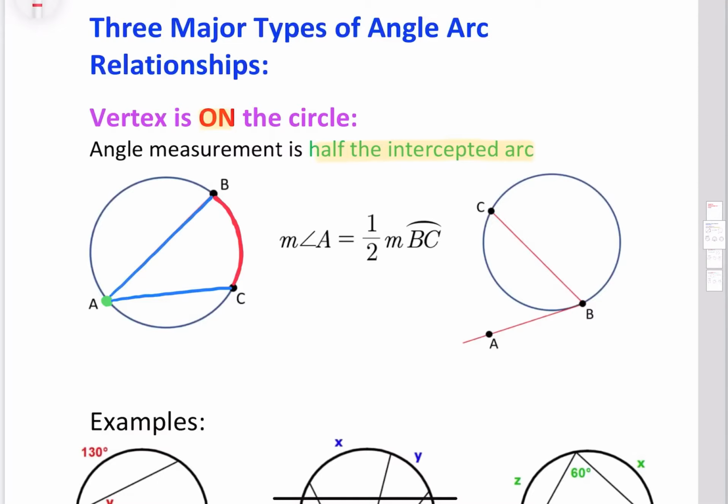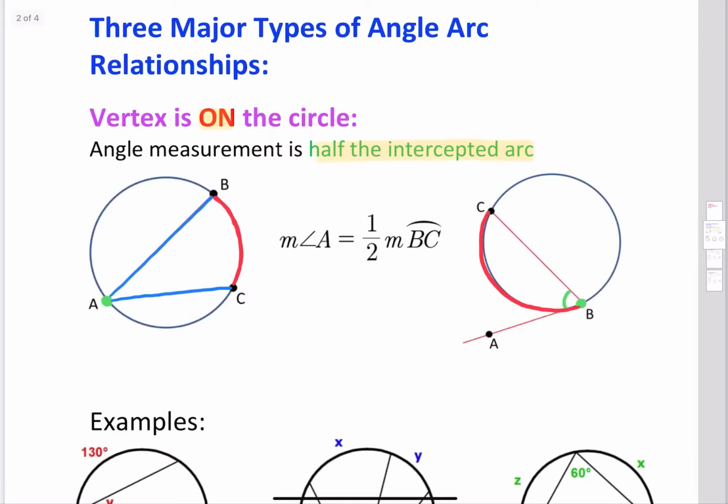Now, on the right, we also have another type of angle where the vertex, once again, is right over here. This time it's B. The vertex is still on the circle. And what we can see here is that this angle, angle B, when it's opening up, the intercepted arc is still going to be BC. So from B to C is that intercepted arc. So angle B is going to be half the measurement of arc BC.